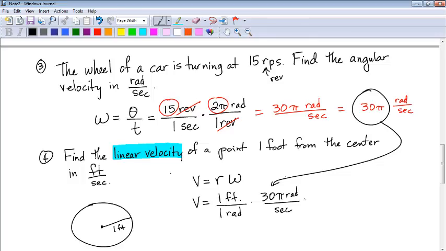Notice if we had used 15 revolutions, we would not have been able to divide it out. Now you can divide it out. The radians divide out, and you have 30 pi feet per second.